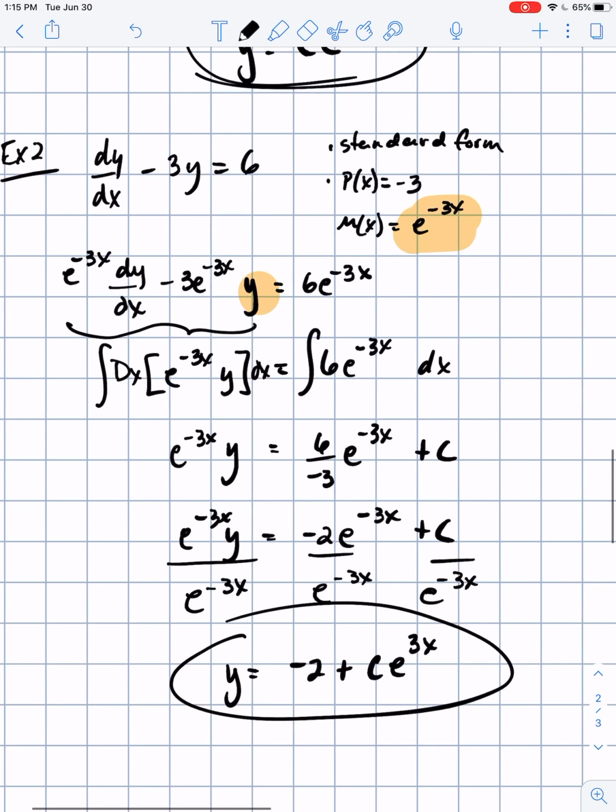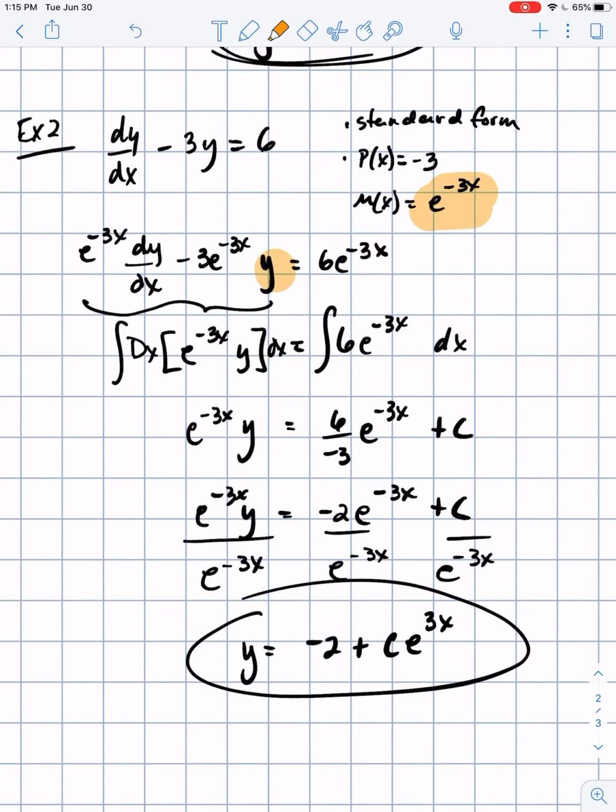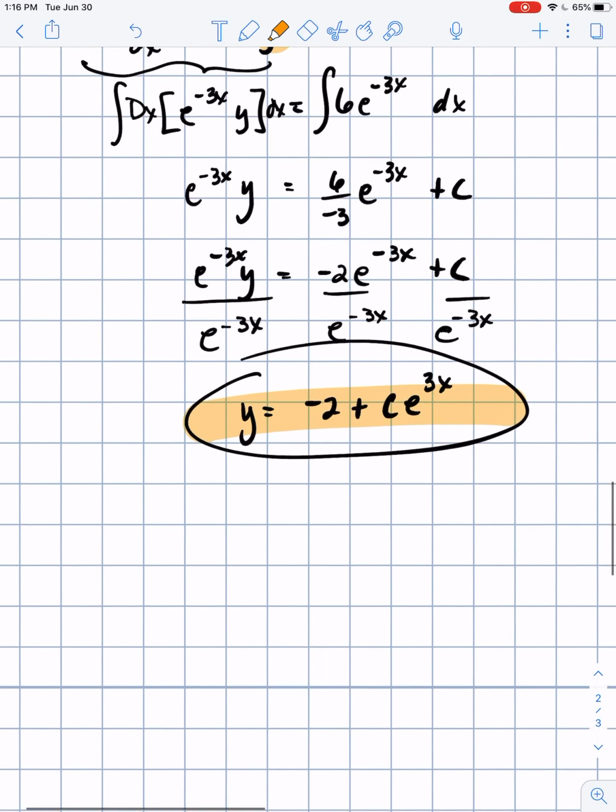So we start with this differential equation, and that's my solution, a general solution, because we don't have an initial value with that. Now, let's try one that's not in standard form.